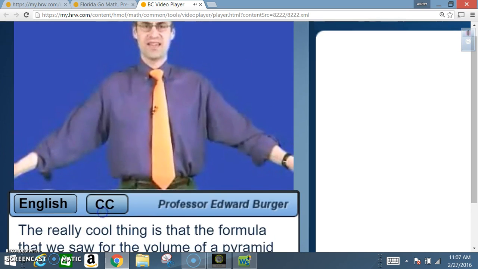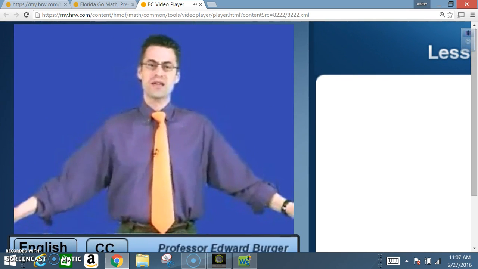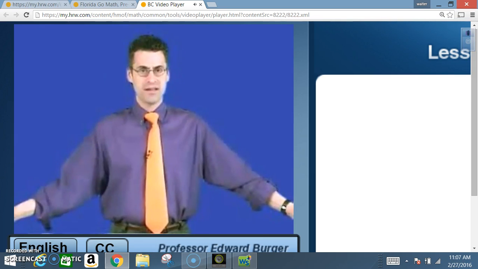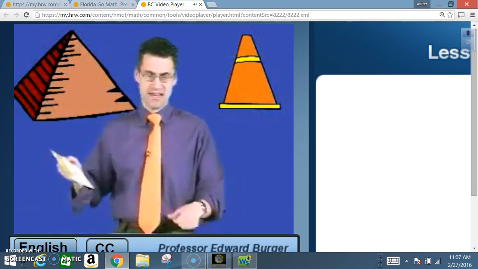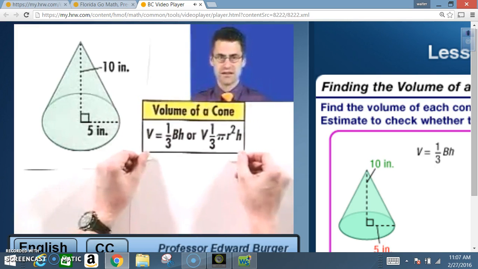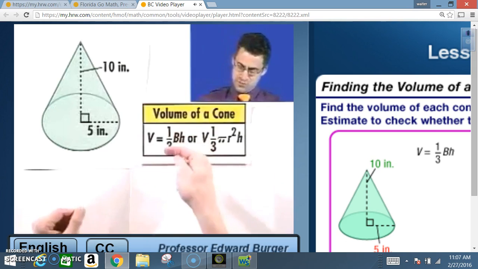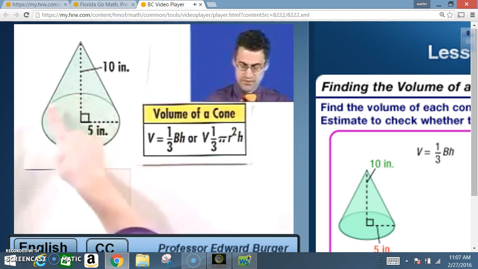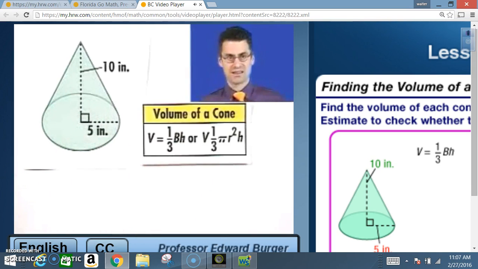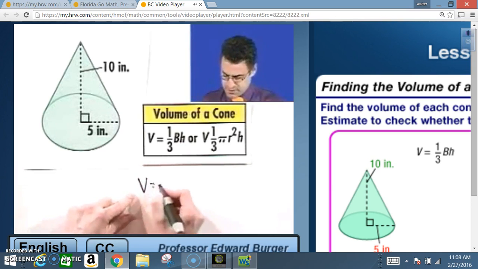The really cool thing is that the formula that we saw for the volume of a pyramid actually works for finding volumes of cones. Check it out. You're going to love this. If you want to find the volume of a cone, it's just 1/3 the area of the base multiplied by the perpendicular height. So for a cone, that's just going to be 1/3 times pi r squared, that's the area of the circular base, multiplied by the height. Isn't that cool?